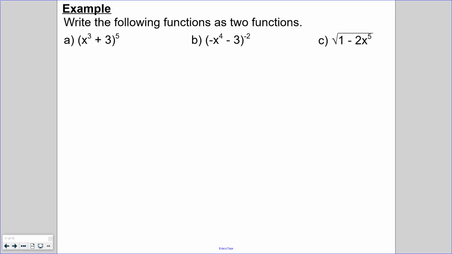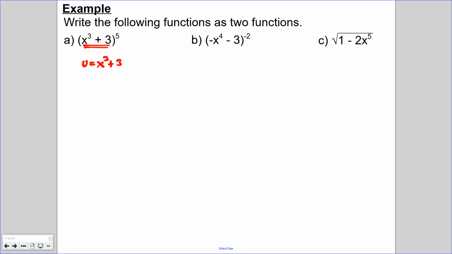So let's just take a look at some examples, and we're going to be asked here to decompose the composite function, or write the following functions as two separate functions. So letter A, we have the quantity x cubed plus 3 to the 5th power. And it's always easier to identify the inner function first. So we can see here that x cubed plus 3 is our inner function. So for this particular example, I'm going to use our f of u notation. So our inner function here is going to be x cubed plus 3.